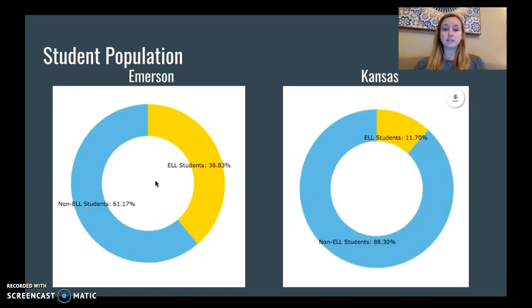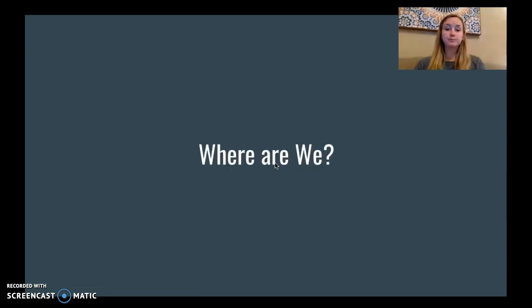Another way that our population is very different from the state of Kansas as a whole is in our number of ELL students, so students who are learning English as a second or other language. We have around 39% of our students who are learning English as their second language. Almost every single one of those students is speaking Spanish as their primary language besides English. Whereas in the state of Kansas, we have around 12% of ELL students. So we have many more students learning English as their second language at Emerson than Kansas averages as a whole.